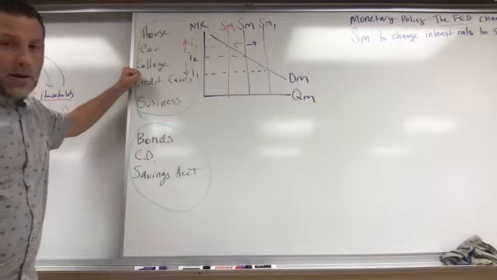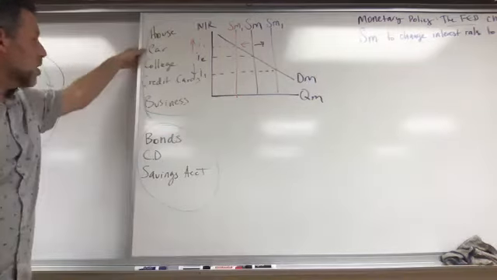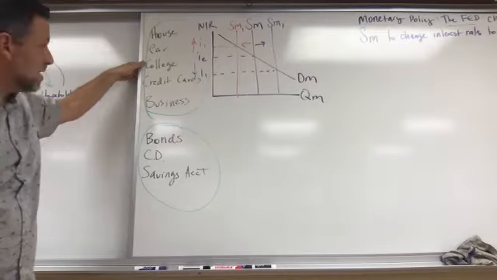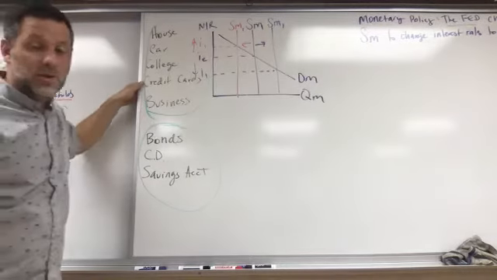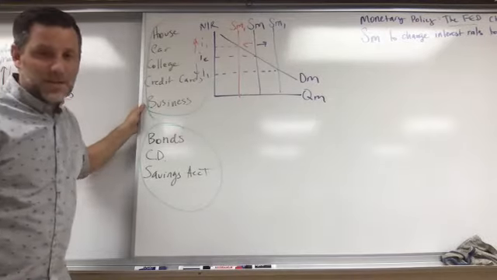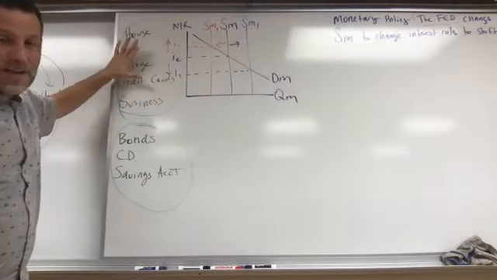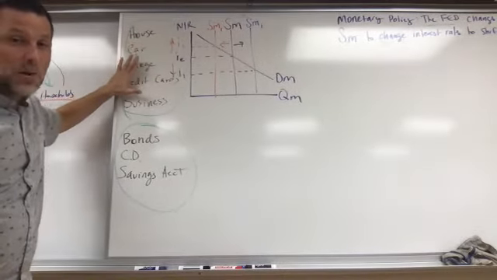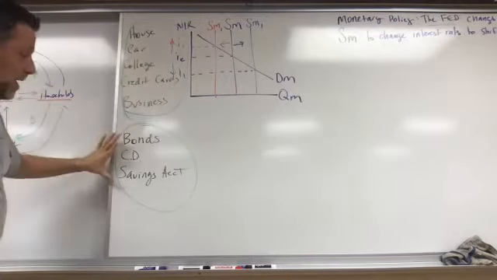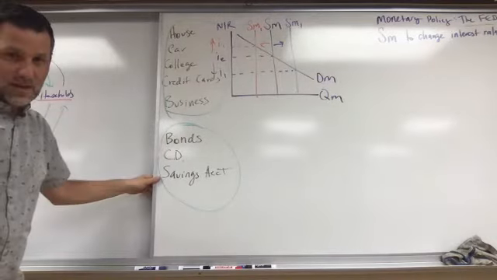Up here, we have things that are GDP. A house, a car, this is a good. Paying for college, that's a service. A credit card is usually used to buy goods and services. And a business loan is used for investment, to start a business or expand a business. So up here, we have consumption and investment. These are two parts of GDP. This is stuff that adds on to aggregate demand. Down here, we have financial transactions: bonds, CDs, savings accounts.